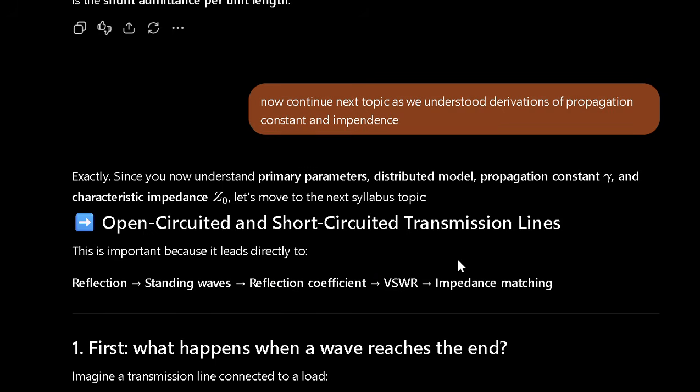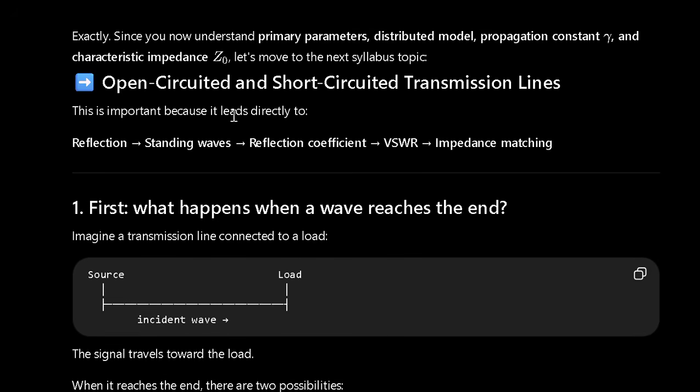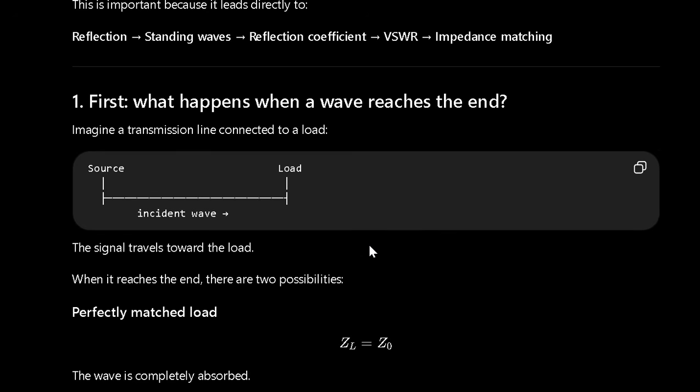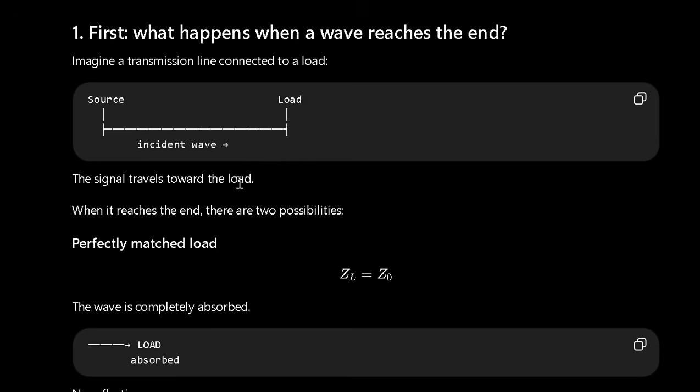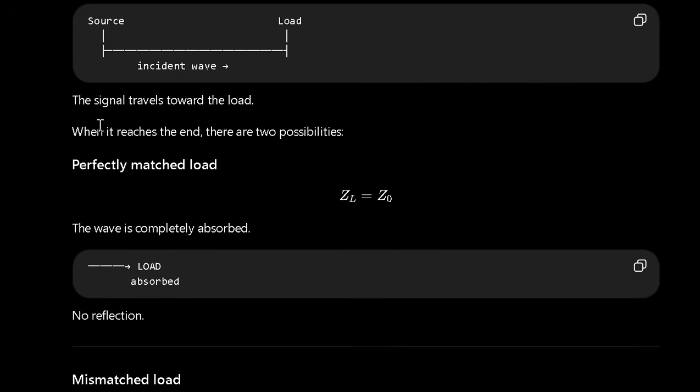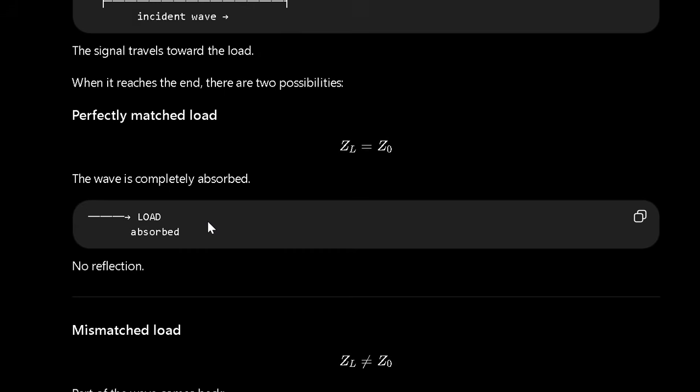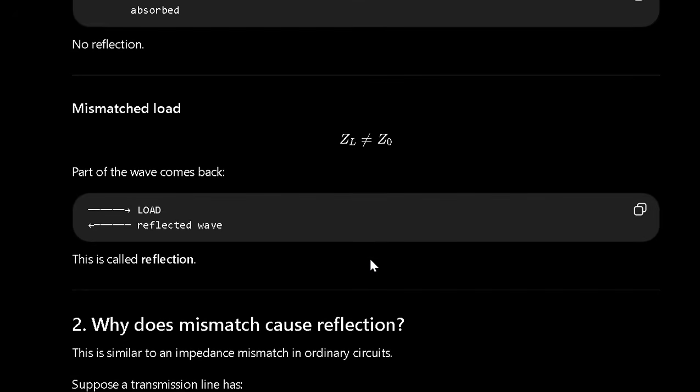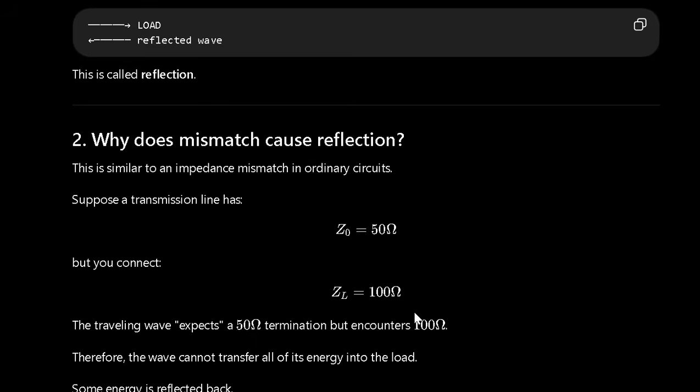Before that, we'll see what open circuited and short circuited lines are. So: open circuited line, short circuited line, reflection, standing waves, reflection coefficient, voltage standing wave ratio, impedance matching. First, what happens when a wave reaches the end? The incident wave reaches the load from the source. If ZL equals Z naught, then reflection coefficient, why does mismatch come?